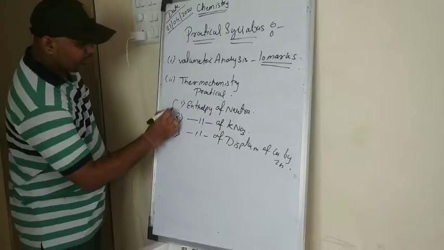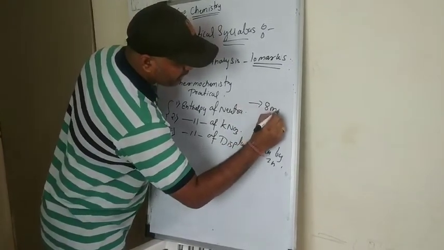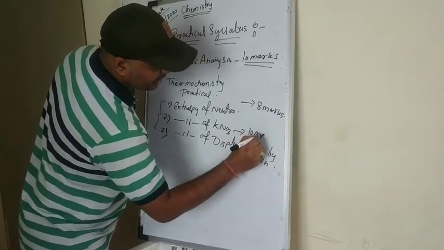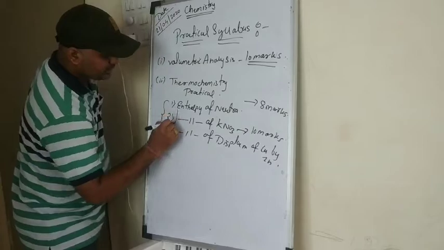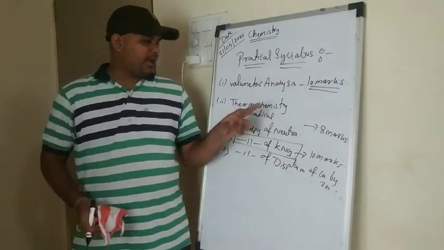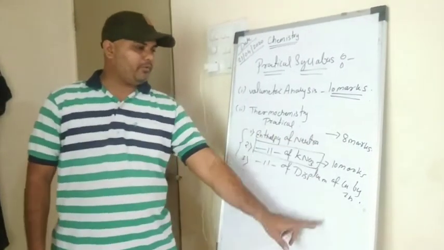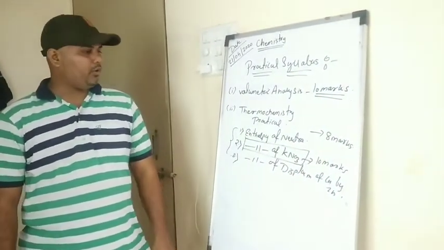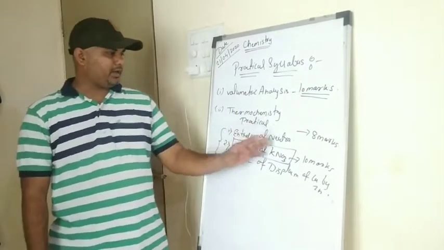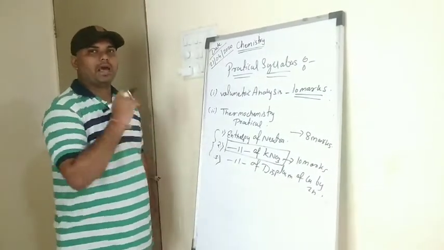So these are going to be very important practicals. All these practicals will be for 8 marks, except this one, which will be for 10 marks, right? So enthalpy of KNO3 will be for 10 marks, and enthalpy of neutralization and enthalpy of displacement will be for 8 marks each. I hope you have understood which practical is for 10 marks and which is for 8 marks. Now here the question comes, what is enthalpy, right?